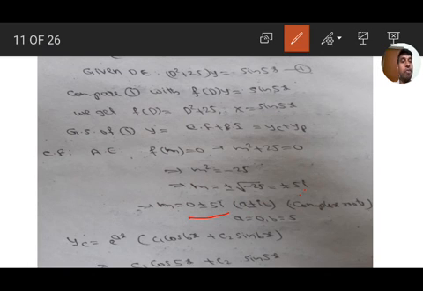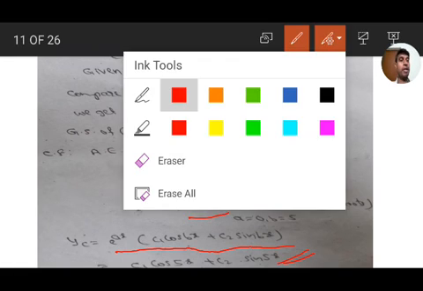Therefore complementary function yc equal to e to the power of ax into c1 cos bx plus c2 sin bx. Here a equal to 0, e to the power of 0x means 1. So yc equal to c1 cos 5x plus c2 sin 5x is the complementary function.